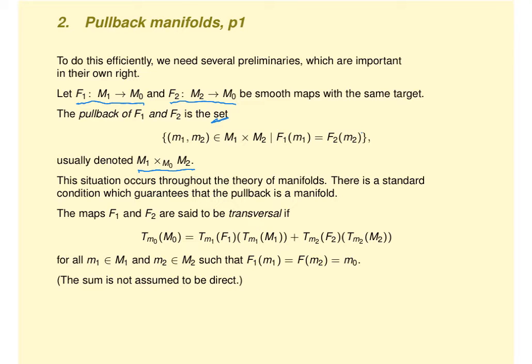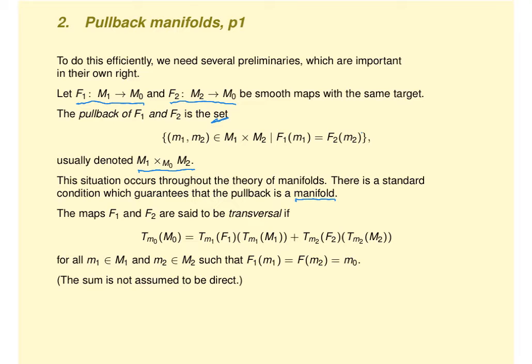There's a standard condition which guarantees that the pullback is a manifold, and when I talk about a pullback being a manifold, I actually have in mind that it should be a good submanifold of the Cartesian product. We haven't talked about submanifolds yet, but we will, and I'll make clear what I mean by a good submanifold in that situation: a regular submanifold or a closed embedded submanifold.